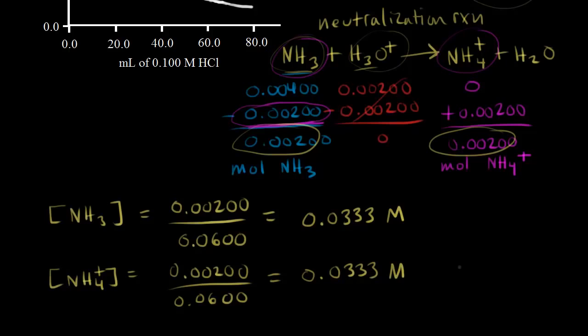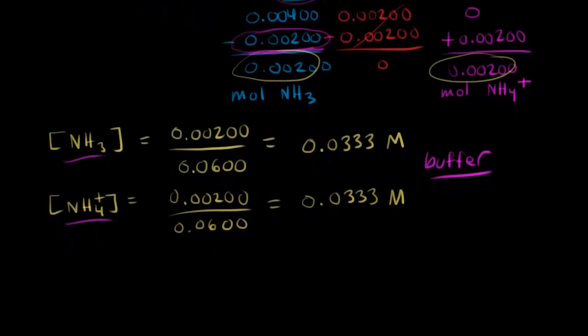So now we have equal concentrations of a conjugate acid-base pair, right? NH4 plus and NH3 is a conjugate acid-base pair. So we have a buffer solution, right? So now we have a buffer solution. So our goal was to find the pH, and since we have a buffer solution, the easiest way to do that is to use the Henderson-Hasselbalch equation, right?